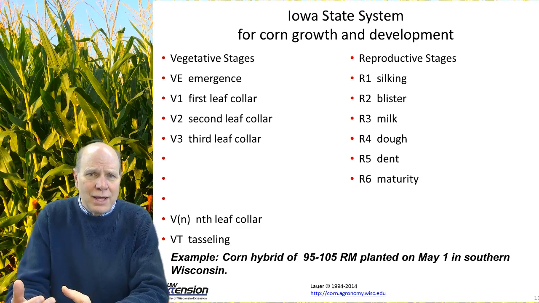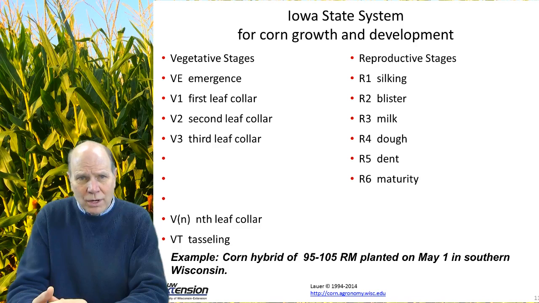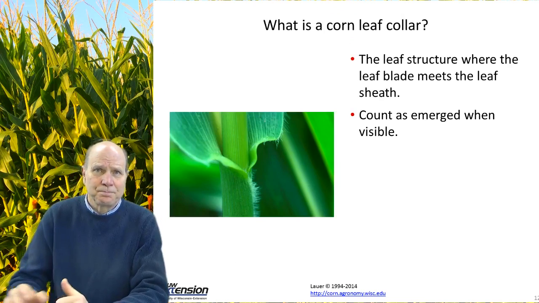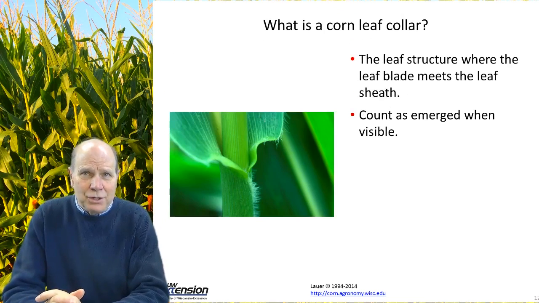So what we're going to do here today is we're going to kind of work through a hybrid that's about 95 to 105 days relative maturity, planted May 1 in southern Wisconsin. And we're going to use that as an example to look at not only how you stage a corn plant in a corn field, but also some of the management options that are available and what the plant is doing at these different stages. The first thing we got to do is define what is a leaf collar.